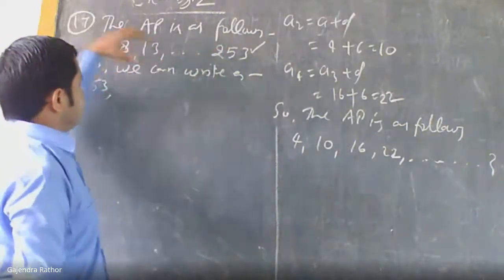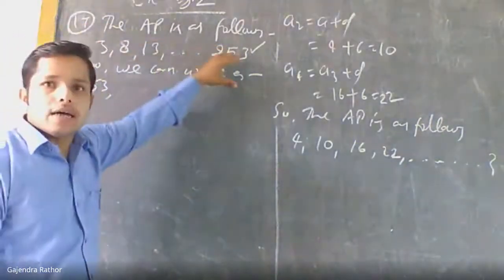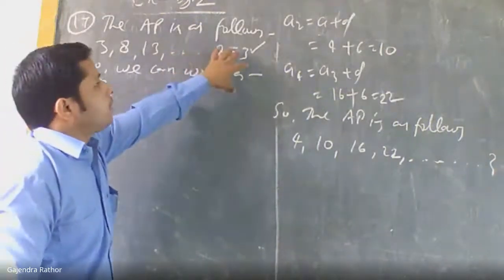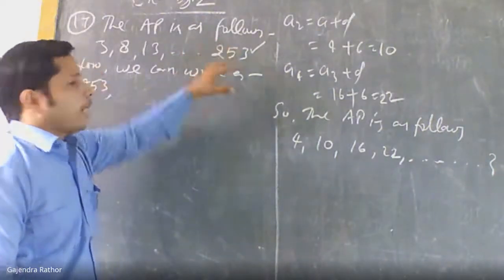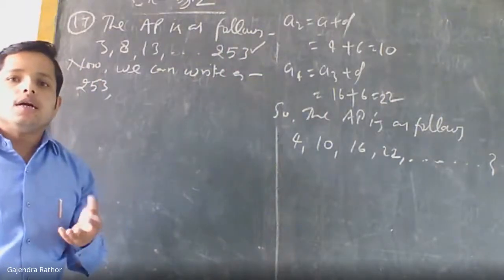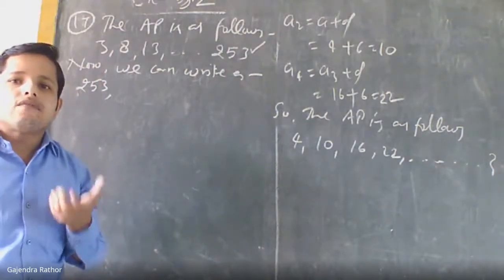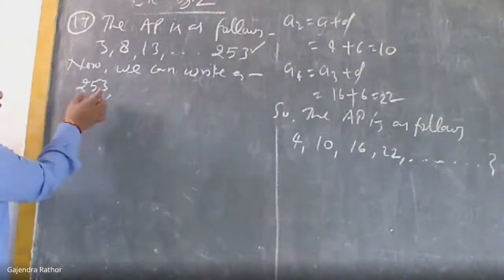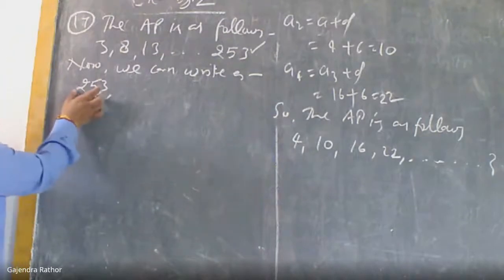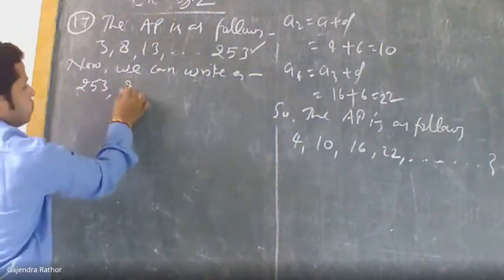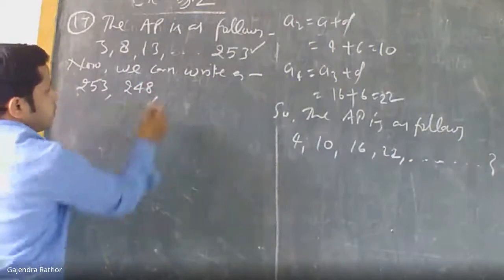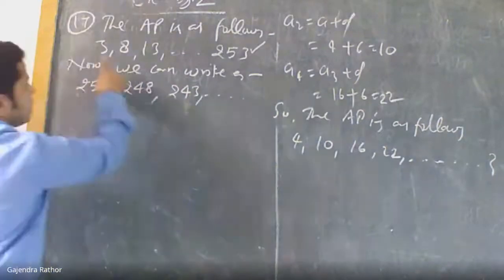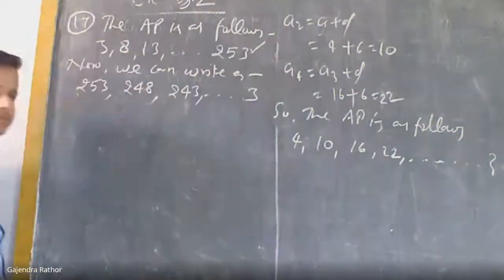While this is the increasing or ascending order, when we change the AP and write from the right side to the left side, it will be converted into descending order. What is the difference? Minus 5. So what is the next term? 253 minus 5, 248. The next term minus 5, 243. The last term 3.